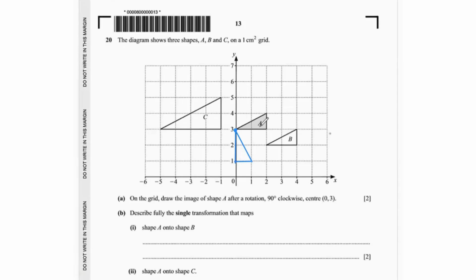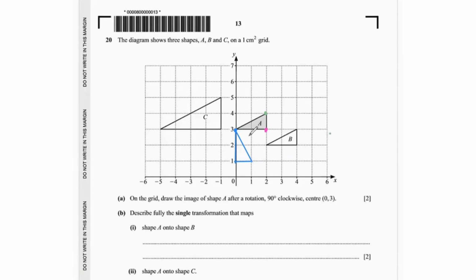This is your 90-degree rotation in clockwise direction about the center (0, 3). As you can see, this point had a horizontal distance of 2 units. Now it has a vertical distance of 2 units. This point remains the same, the one that's situated at 3. And for the other point, this was 2 units horizontally, 1 vertically. Now it's 2 vertically, 1 horizontally.